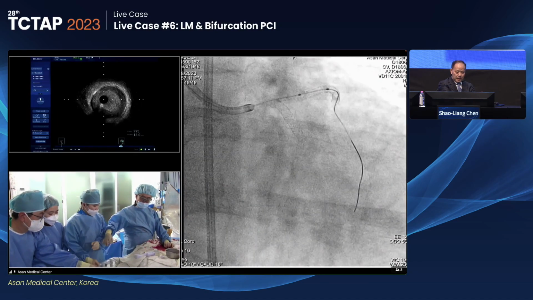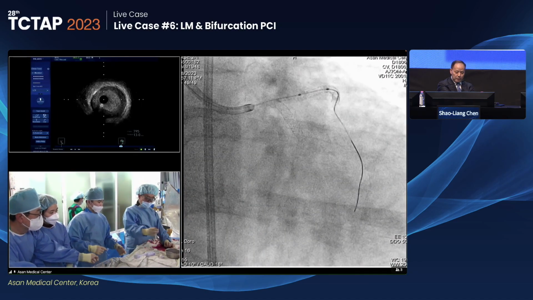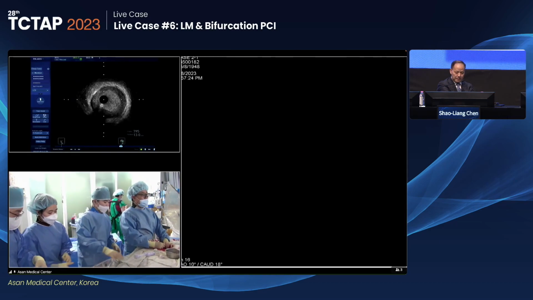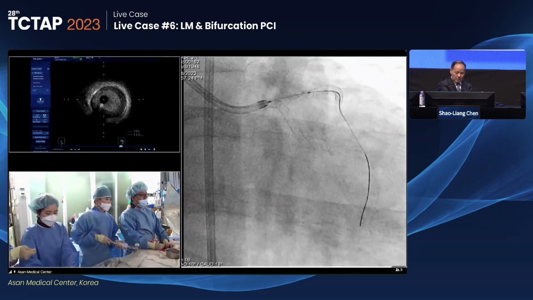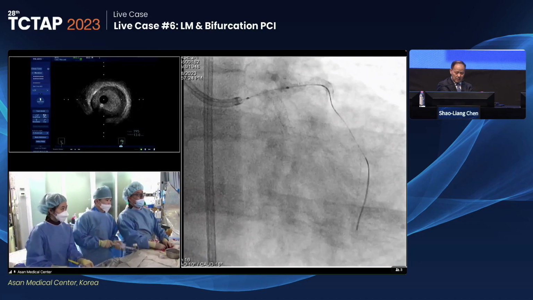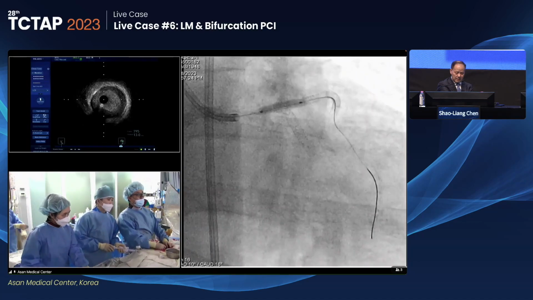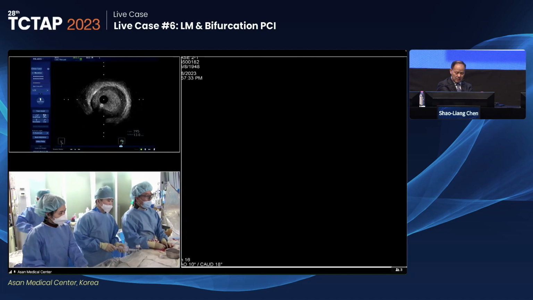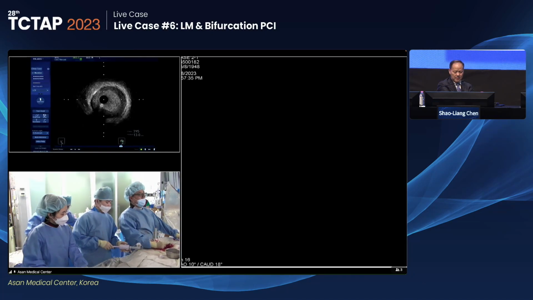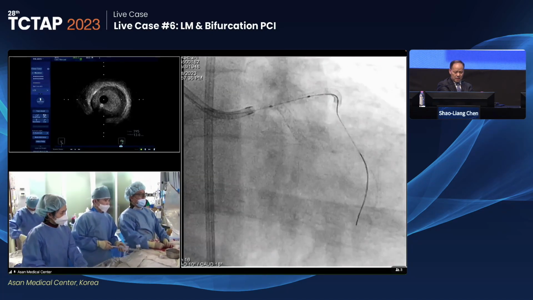Okay. Do you want to take one more angiography before reading? Yeah, absolutely, sure. The DK crush, go ahead. 10, 12, 14, 16. This is a 3.5 NC balloon, deflate. One more, 20.